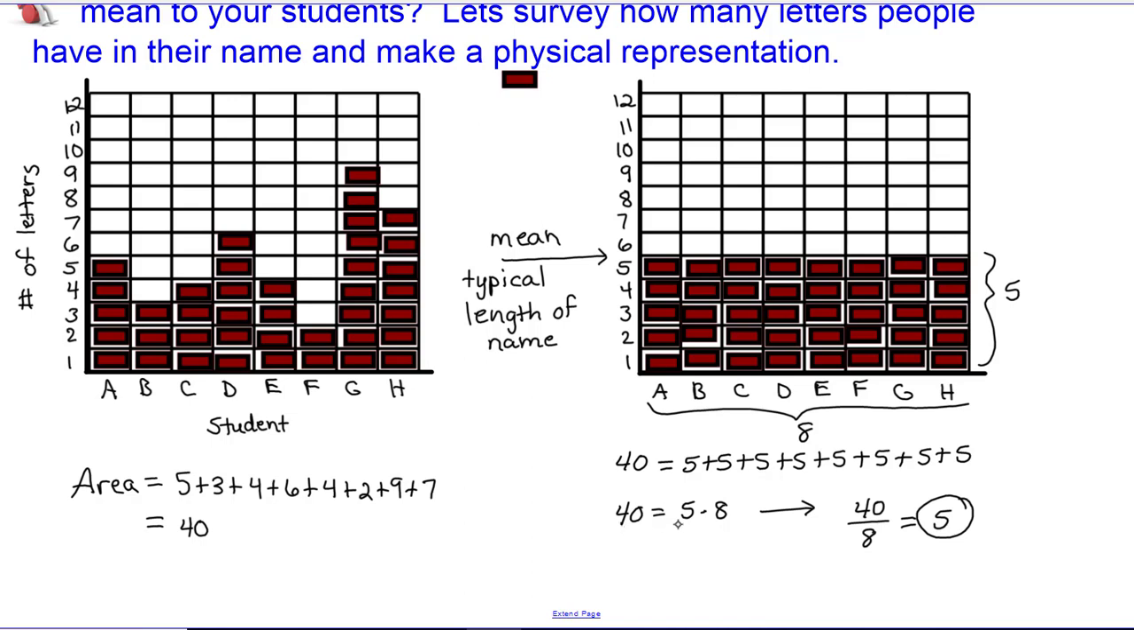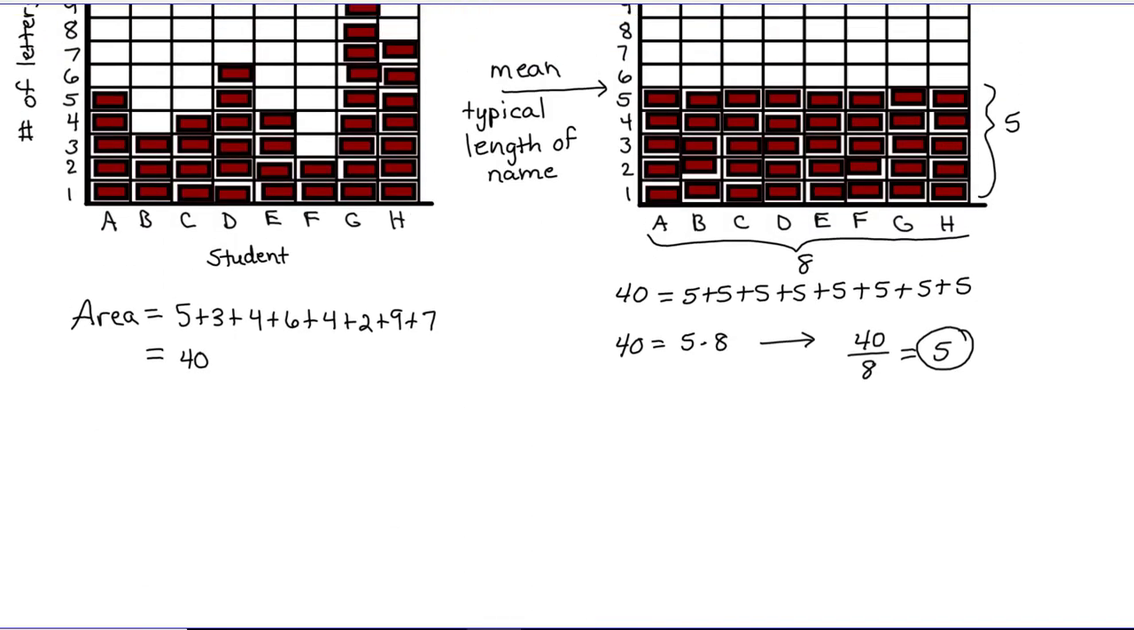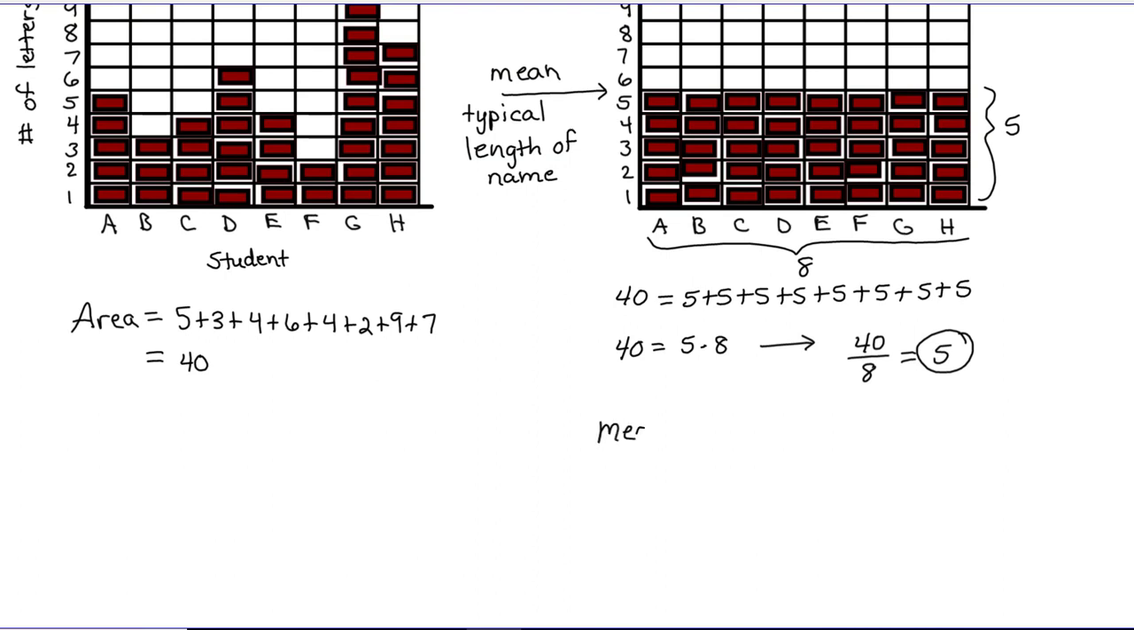Basically you're undoing this, and that's kind of in a nutshell what it is. It's basically area, and you're trying to find the height of that rectangle. So let's write down our definition. The mean is equal to the sum of the data points divided by the number of data points.